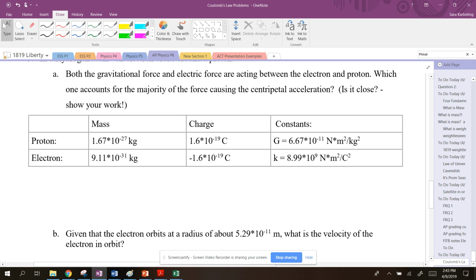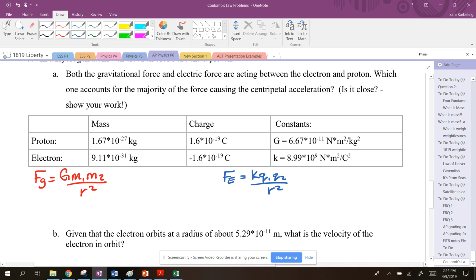One of them is bigger than the other. To find the gravitational force, you're just going to do Fg is equal to GMM over the radius squared. To find the electrostatic force, you're going to do KQQ over R squared. The radius is the same in both cases.